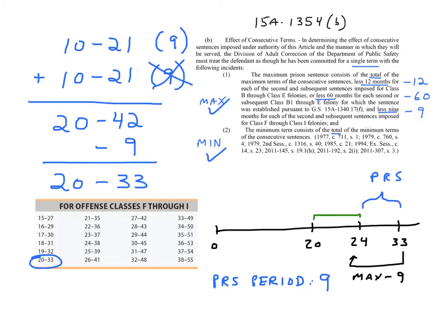Of course, this is somewhat of an easy example in the sense that we only have 2 consecutive felonies, and they're both of the same variety. They're both Class F through I felonies, so that makes the math and the application of the rule a little bit easier. Let's work through a more complicated example that brings all the different pieces of the rule together.